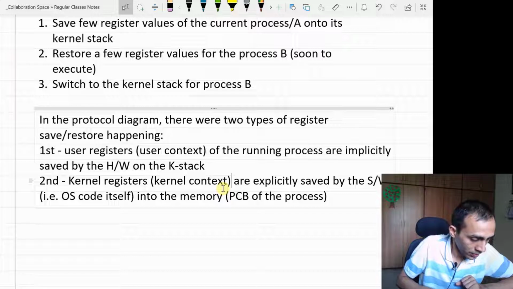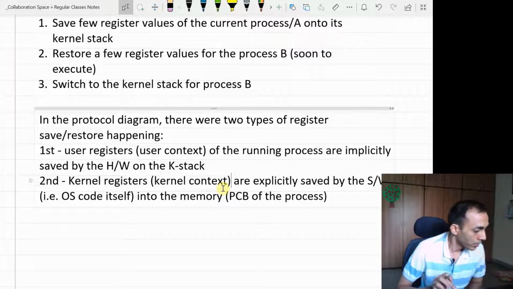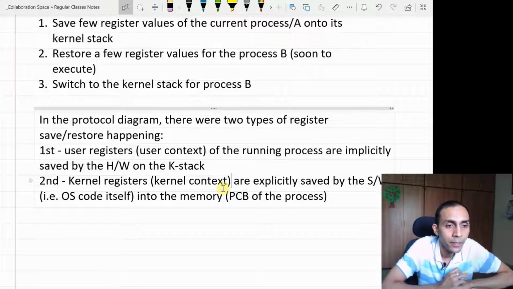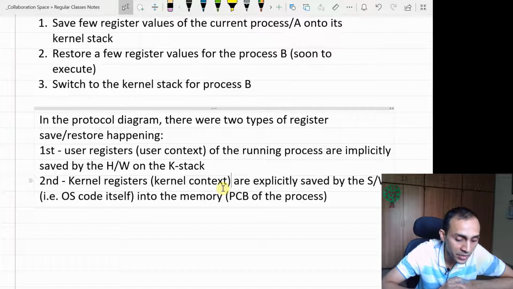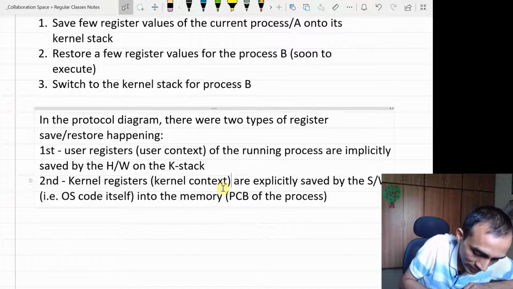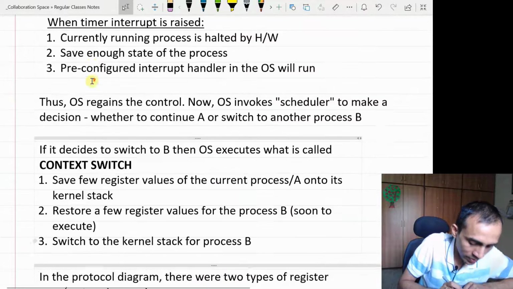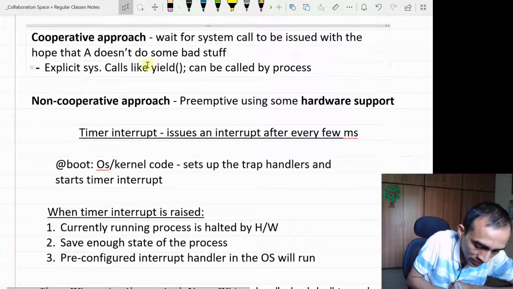Okay, so sir, in the cooperative approach that you told about, explicit yield... Can you repeat? In the explicit yield function, yeah. So yield is another system call, which is explicitly called by the process.